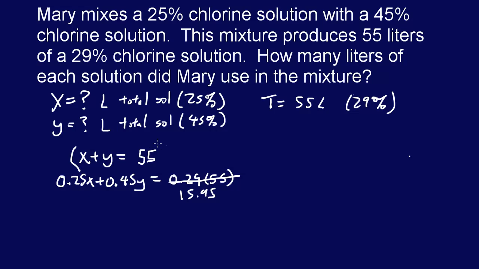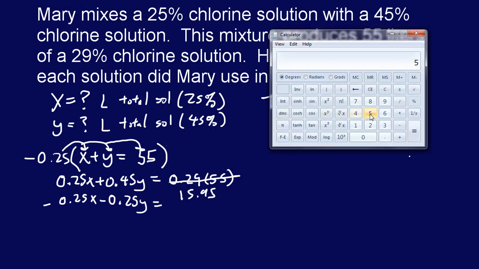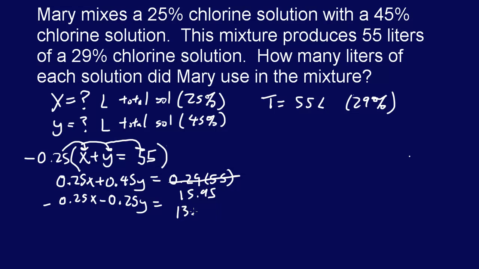So we're going to multiply this entire equation by negative 0.25. And so we're going to distribute that negative 0.25 to all three terms in the equation. So actually, I'm sorry, it should be negative. So negative 0.25x minus 0.25y. And then this is equal to, and again, let's bring that calculator up, 55 times 0.25. And that's equal to 13.75. Sorry, we got the equations kind of squished together here.